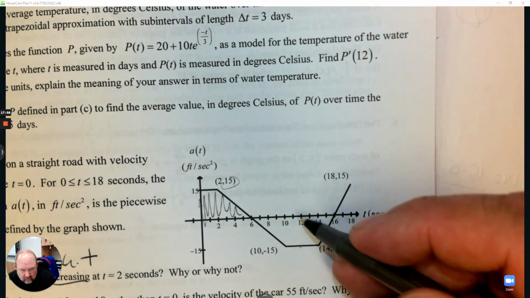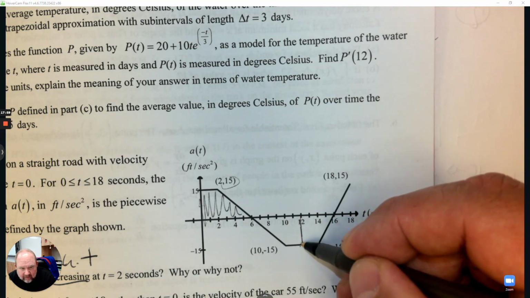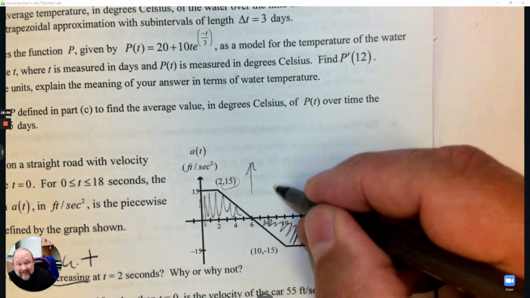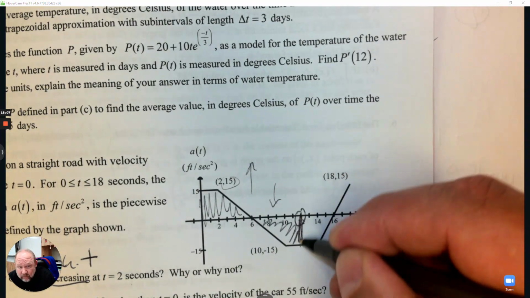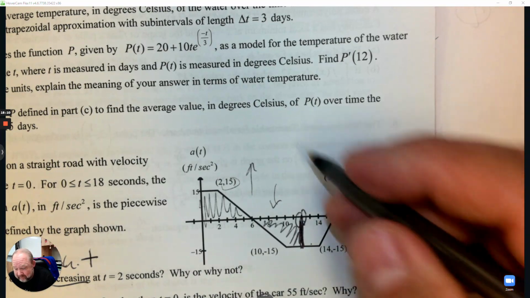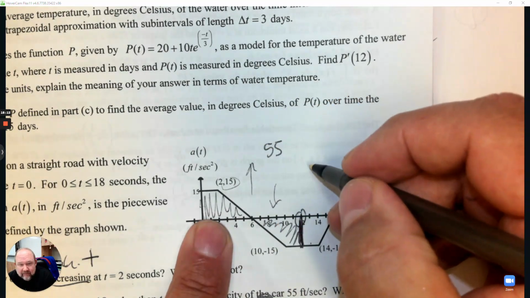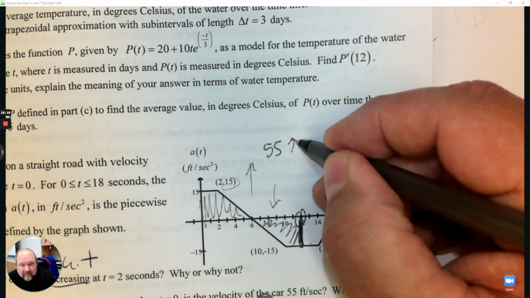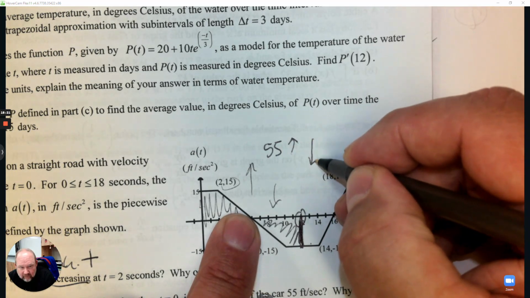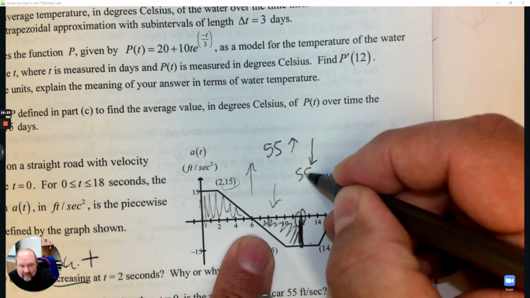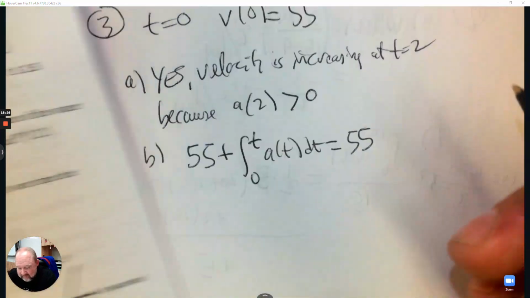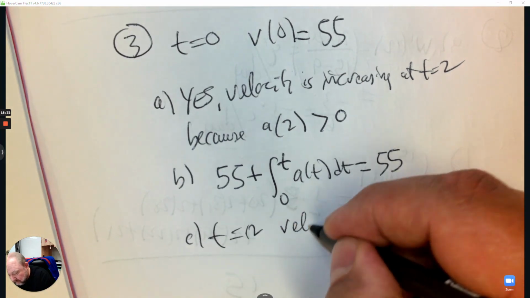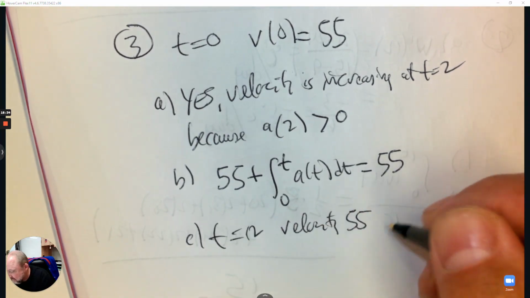So it's like 1, 2 across. So from here, 1, 2, right here, right? This area now matches this area. So it increased, but now it decreased to the same number. So at 12, it's going back to 55. So we started at 55, and then as I go from 0 to 6, it's increasing. And then after 6, it decreases, and then eventually gets back to 55 when these two areas match. So when t equals 12, the velocity equals 55 feet per second.